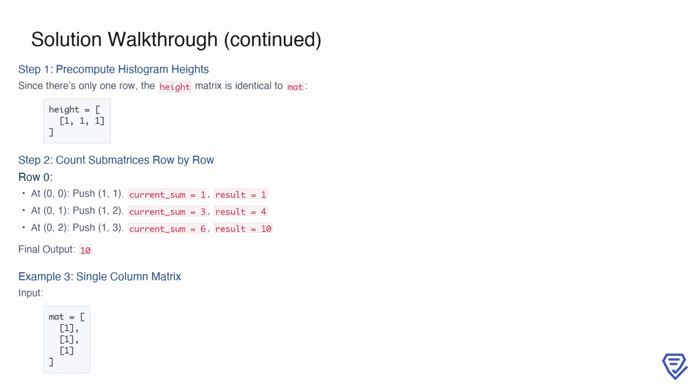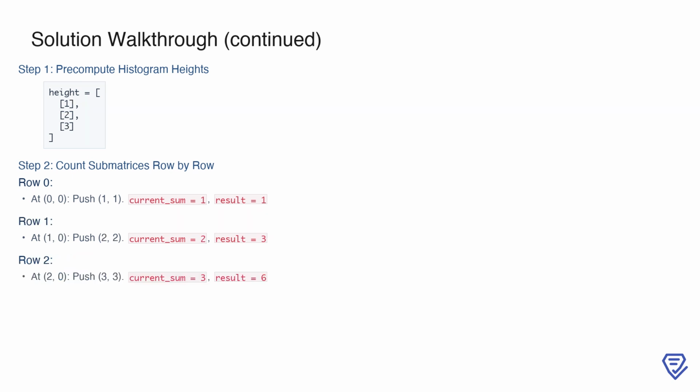Next, we explore a single-row matrix example. Here, the histogram heights are identical to the original matrix because there's only one row. The height matrix is therefore 1, 1, 1. Using the monotonic stack, we count submatrices row by row. At 0, 0, we push the height 1, which contributes 1 submatrix. At 0, 1, pushing height 1 again adds 2 more submatrices, bringing the count to 4. At 0, 2, pushing height 1 adds 3 more, resulting in a total of 10 submatrices for this row. With no additional rows to process, the final output for this example is 10.